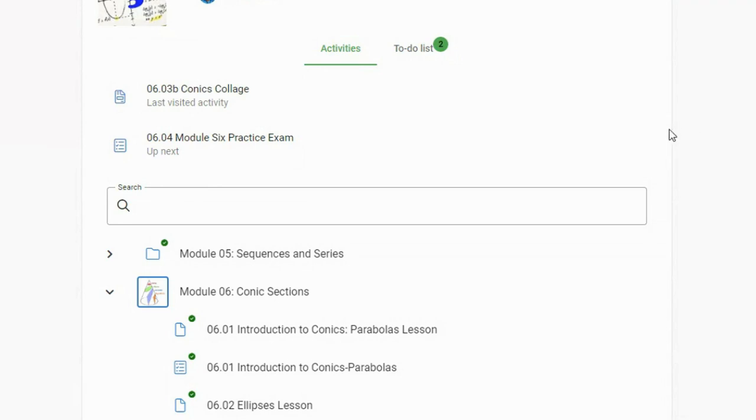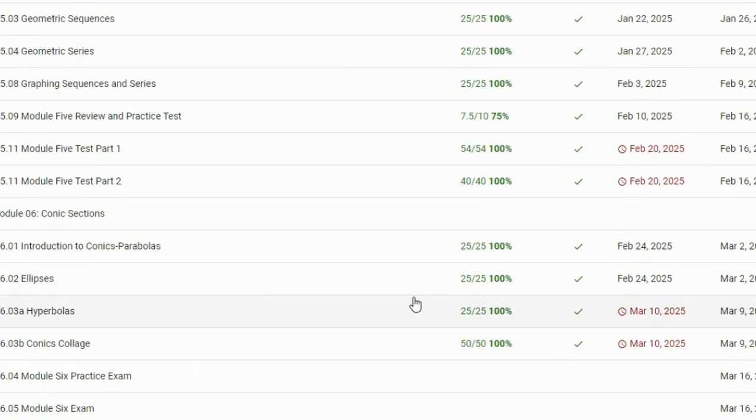Let's put up our buzz screen. Okay, looking at our grade screen, let's see where we stand. So we've had the parabolas, ellipses, hyperbolas, and the collage, which could be a combination of all of those things, including circles. Circles are allowed, even though we didn't really study circles. But parabolas, ellipses, hyperbolas, circles could all be on your conics collage. So hopefully you've got that turned in. I got mine turned in this morning, actually.